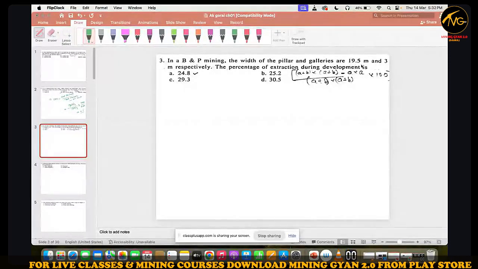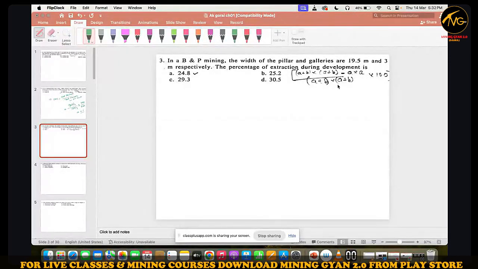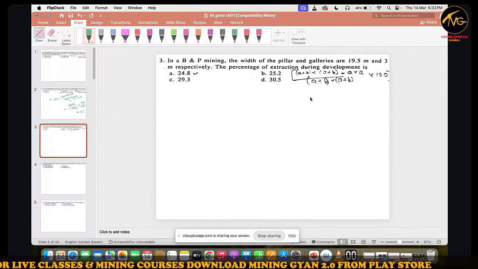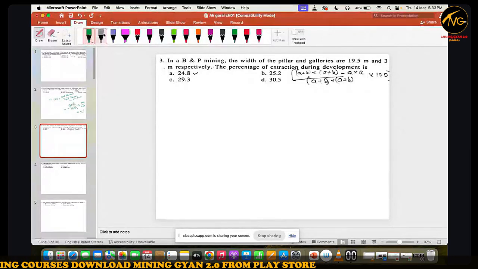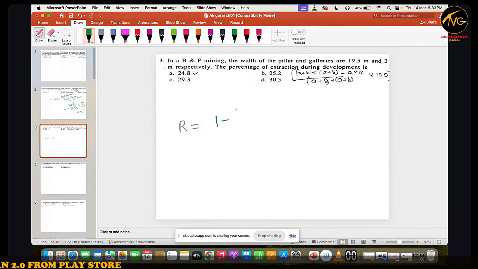I told you that Sarni. How many of you remember that Sarni? So here he has given us the width of the pillar is 9.5 and gallery is 3. This is a simple question. I thought that we need that table. So what is percentage of extraction? What is the formula? 1 minus, if the square is similar, then (a plus b) whole square by a whole square, into 100.